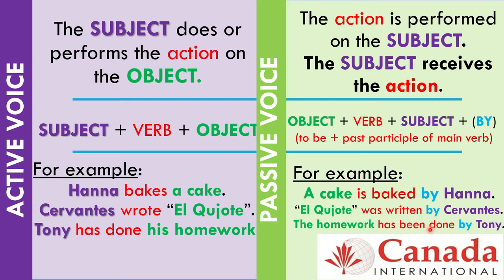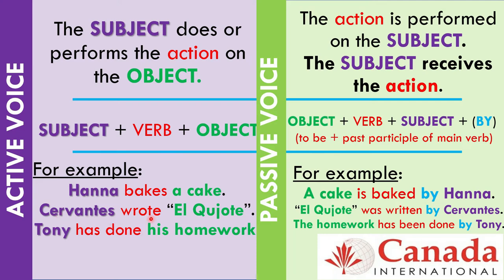So now let's analyze the sentences a bit further. Hannah bakes a cake. This sentence is written in present simple. Now let's see its passive. A cake is baked by Hannah. Is would be the present simple of the verb to be. Baked would be the past participle of the main verb. And by whom? By Hannah.